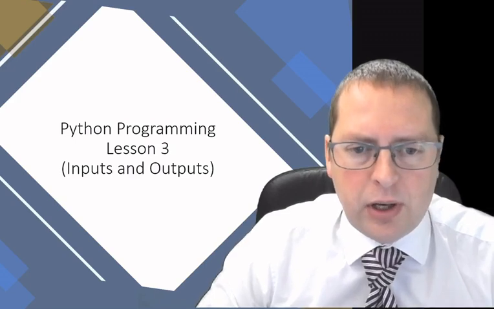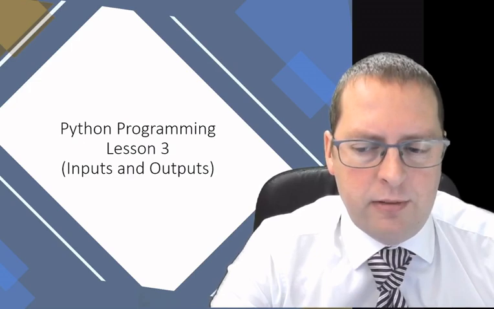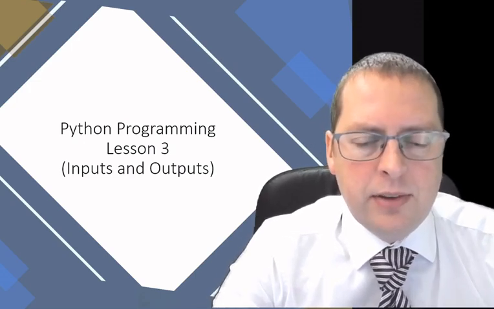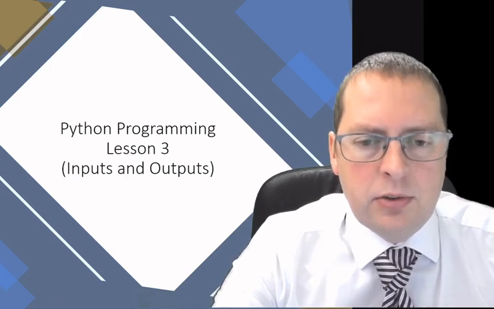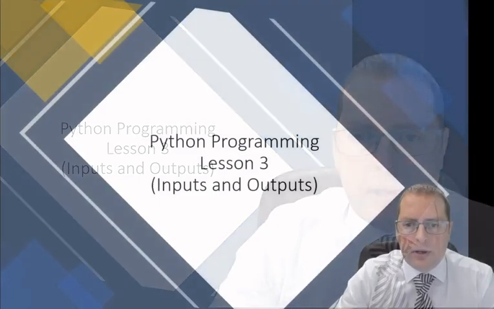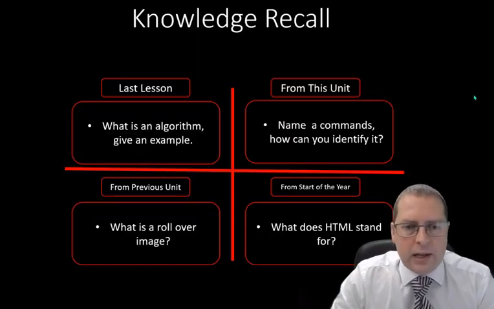In this Python lesson, we're going to look at input and output designs. So we're going to build on the work you've done in the last two lessons. If you haven't already done that work, you need to go back to lesson 1 and lesson 2 to look at text input. So we're going to, first of all, look at what we did last lesson.